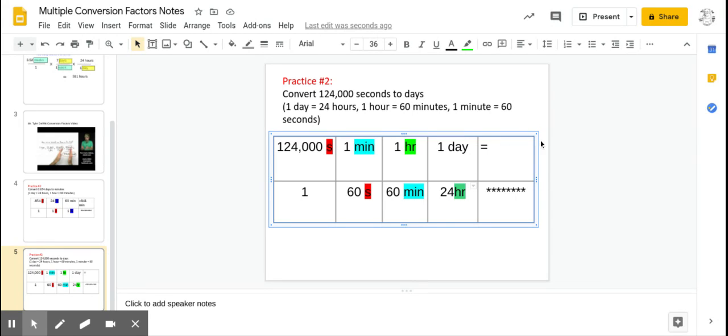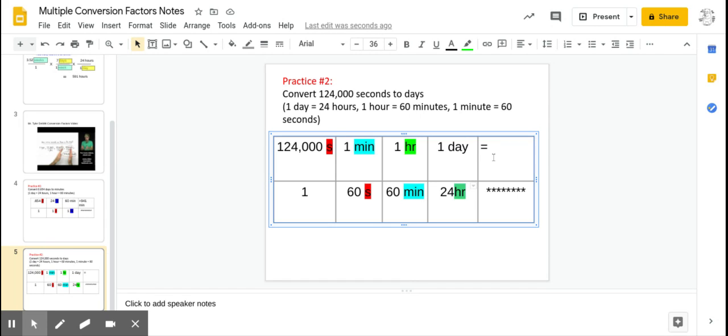Now I'm ready to top times, down divide. If I times by ones, it's not going to change the answer. If I divide by 1, it's not going to change the answer. So I'm just going to look for the numbers that are not 1. So I'm going to take 124,000, put that into my calculator, divided by 60, divided by 60, down divide by 60 again, and then the last number, down divide by 24.